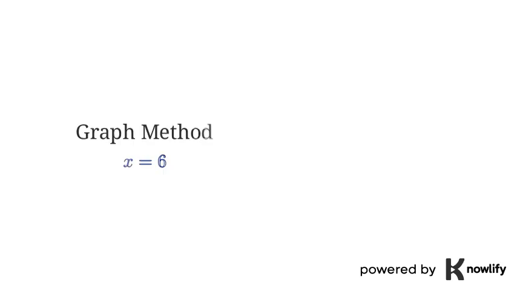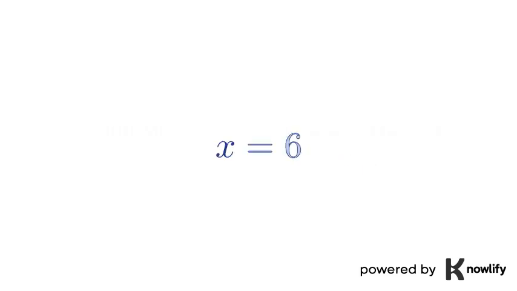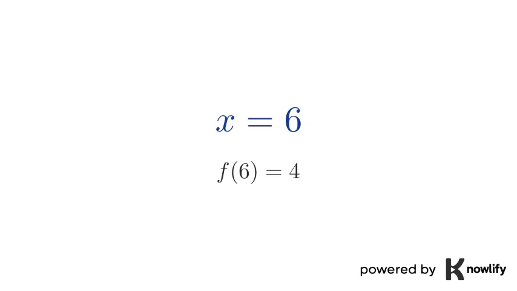So whether we looked at the graph or used the formula, both methods lead us to the same conclusion. The value of x, where f of x reaches its maximum, is 6. This means at x equals 6, our function f of x reaches its absolute highest point, with a value of 4.